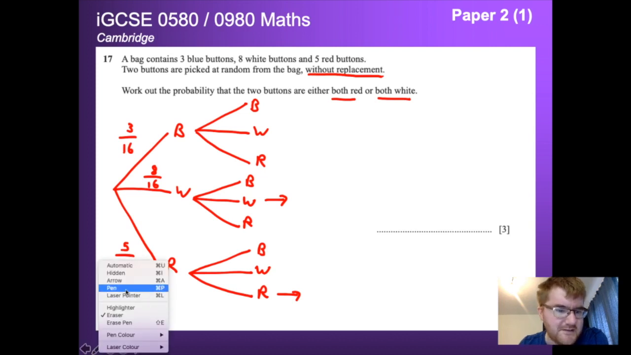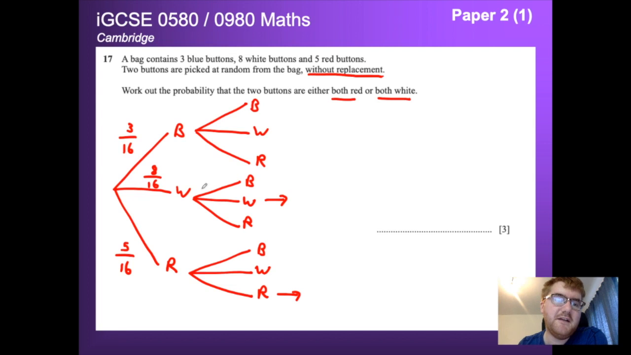So let's go through the situations again. We want both red or both white. Well, if we've got both white, let's start with white. So we've got 8 out of 16. Now we've chosen the white, so that's going to get reduced down to 7. And then how many buttons do we have now? Well, we're down to 15. So we start with 8 out of 16. We've chosen a white button, we don't put it back. There are 15 buttons left, and then we've only got 7 white in there. Now we go right back to the start. So we have 5 out of 16 that are red, and then we choose a red button. So we only have 4 red buttons left, and we have 15 in total.